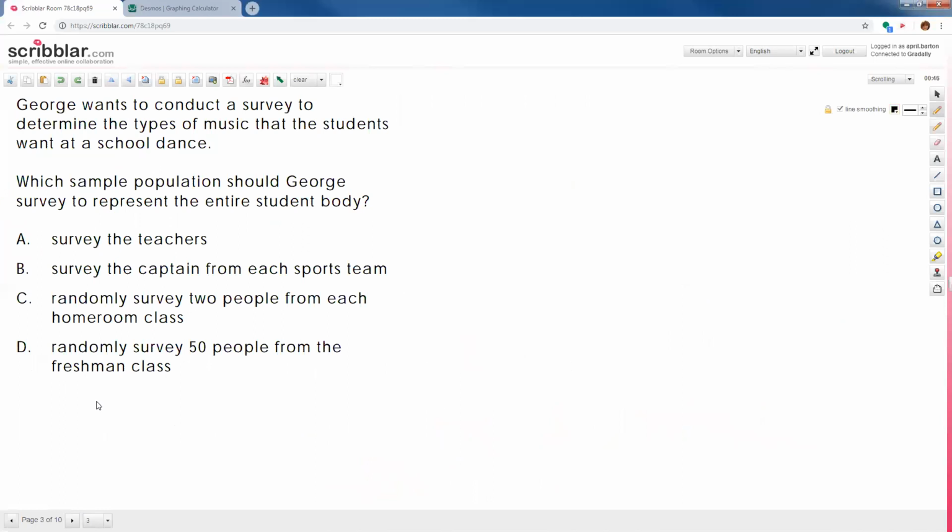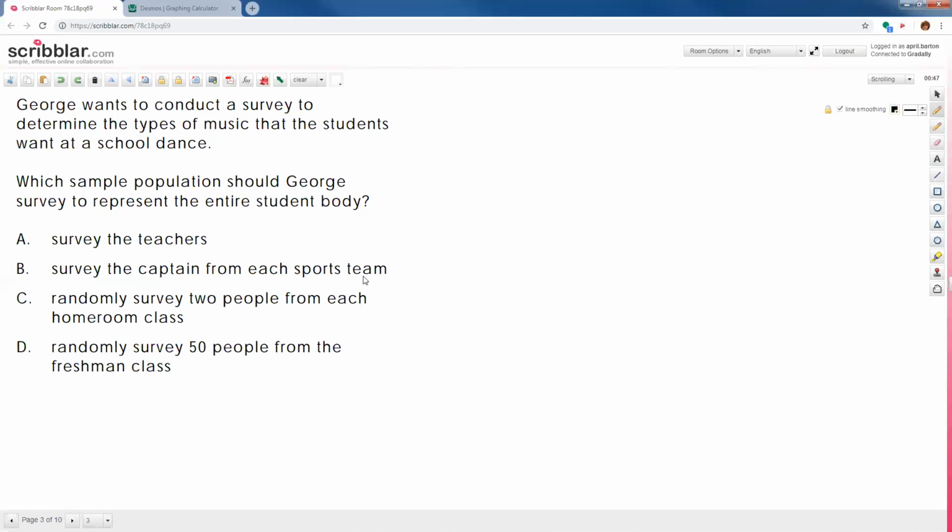Okay. So next one is still to do with statistics. The first one was they've already collected data and they made this box and whisker plot to interpret it. The second one was we're interpreting the data ourselves. This one is if you're collecting the data, what's the best way to do that? So George wants to conduct a survey. He wants to collect information to determine the types of music that the students want at a school dance.